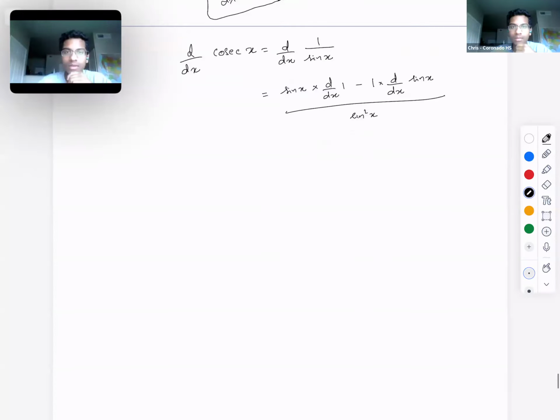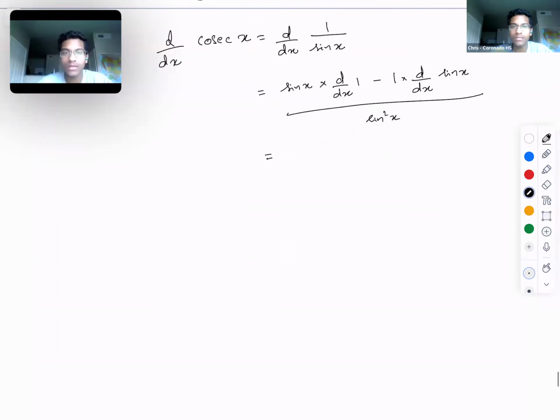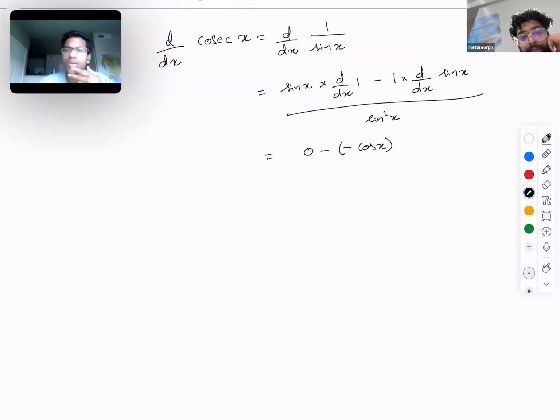Then from here it'll be 0 minus cos x. No, just cos x. Because the derivative of sin x is cos x. I'm just trying to understand what you're saying.